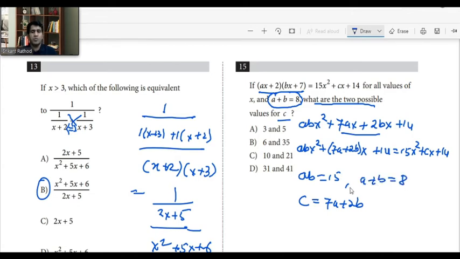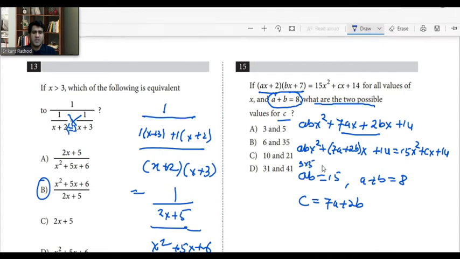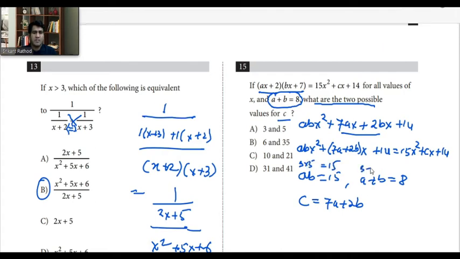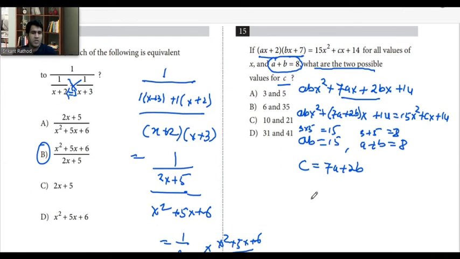Now think about the two numbers whose product is 15 and whose sum is 8. So of course that is going to be 3 times 5. 3 times 5, that gives you 15. 3 plus 5, that gives you 8. This can also be possible as 5 times 3. That's the another way. Okay, so that's the reason they are asking what are the two possible values.